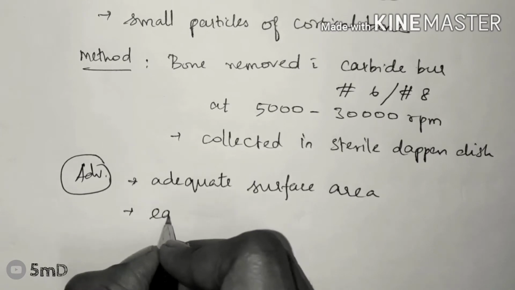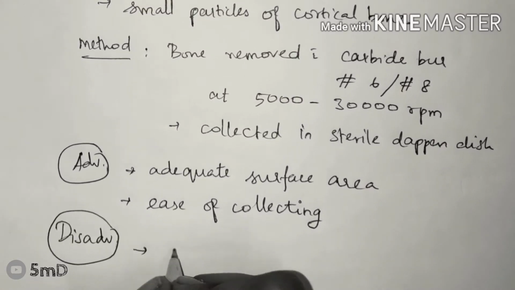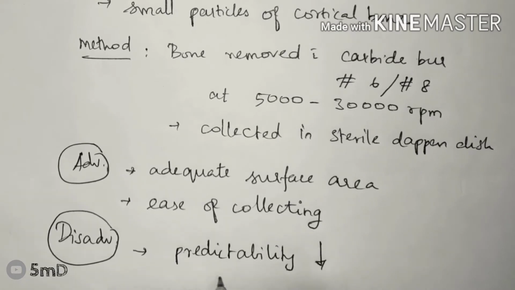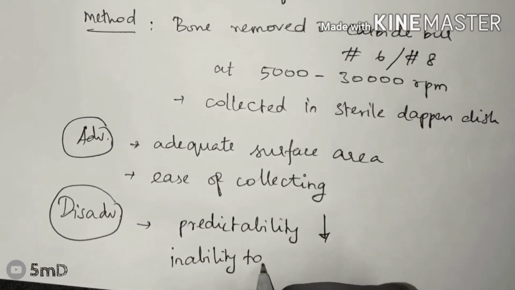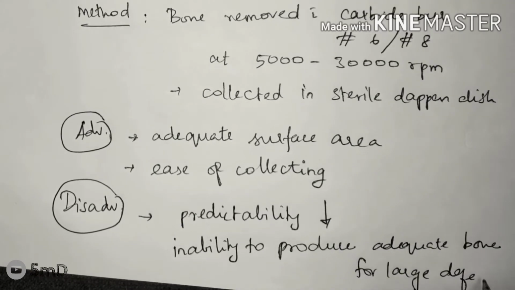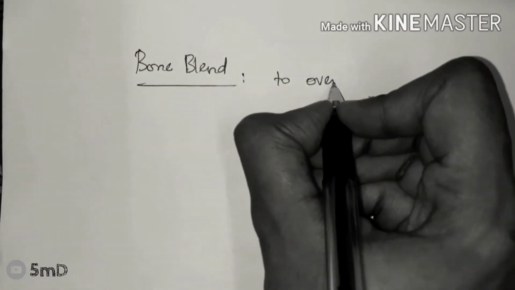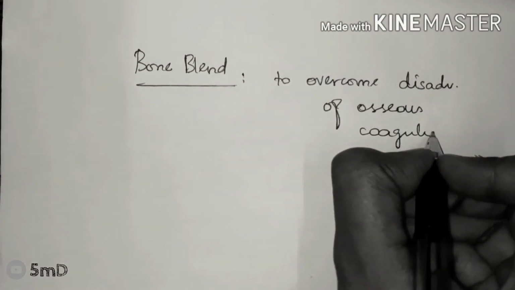The advantage is the adequate particle size, which provides adequate surface contact area with the surrounding connective tissue, and the ease of collecting from surgical sites like osteectomy or osteoplasty sites is also a great advantage. The disadvantages include the low predictability of osseous coagulum and also the inability to procure adequate quantity for larger defects. The main disadvantage of osseous coagulum is the unknown quantity and quality of the bone collected.